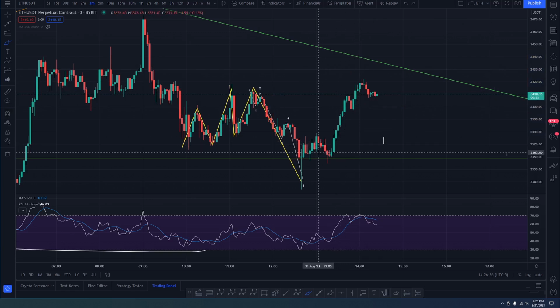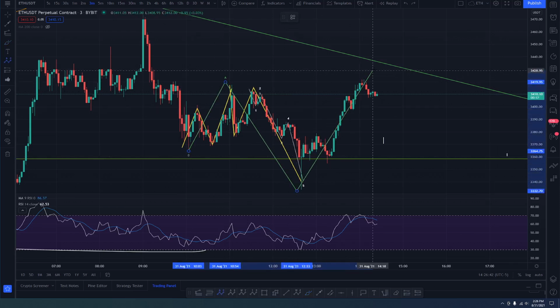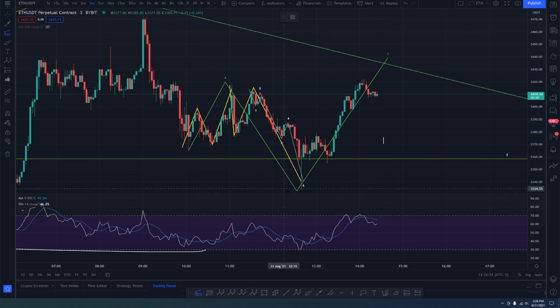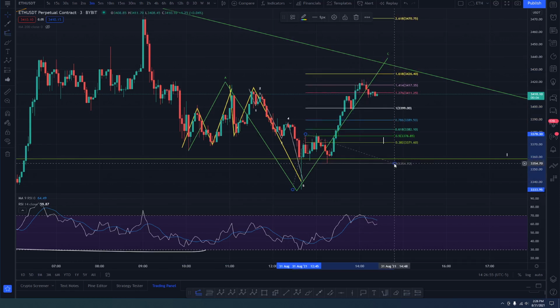Okay, so the C wave is always 5 waves. So I'm going to call this A, this is B, and this is C. It may or may not be finished. So let's count the waves just real simply. I like to always pull the fibs when I'm counting impulses, because the C wave needs 5 waves. So I'm going to pull the fibs.